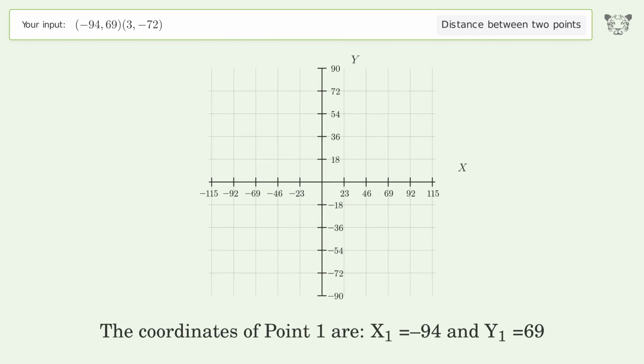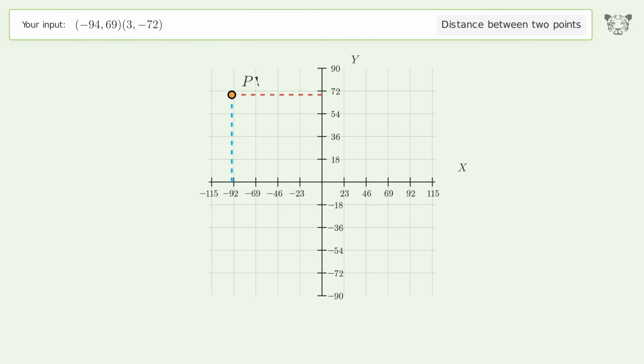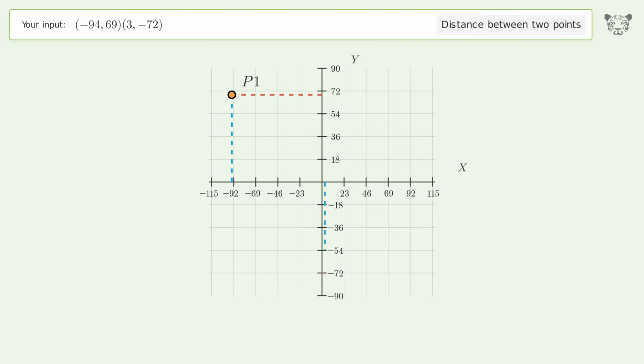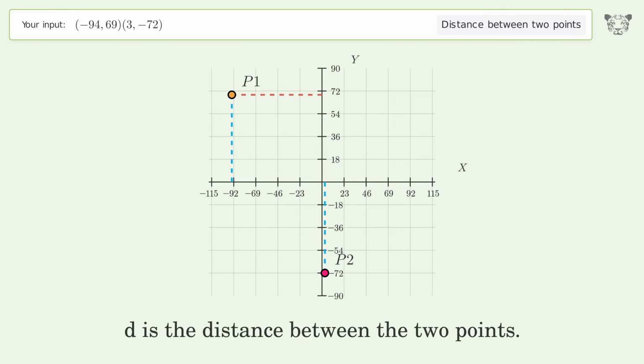The coordinates of point 1 are x1 equals -94 and y1 equals 69. The coordinates of point 2 are x2 equals 3 and y2 equals -72. D is the distance between the 2 points.